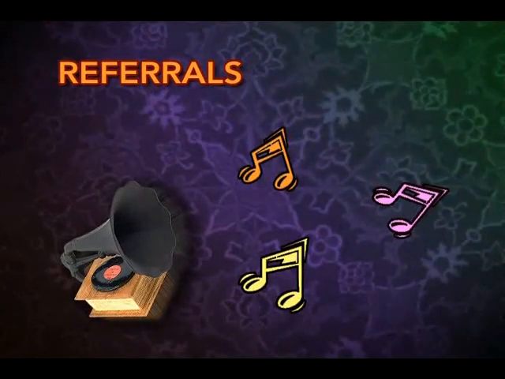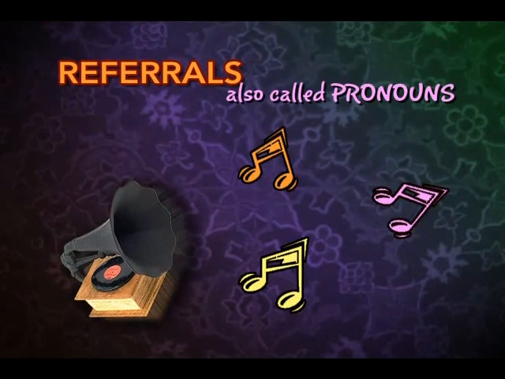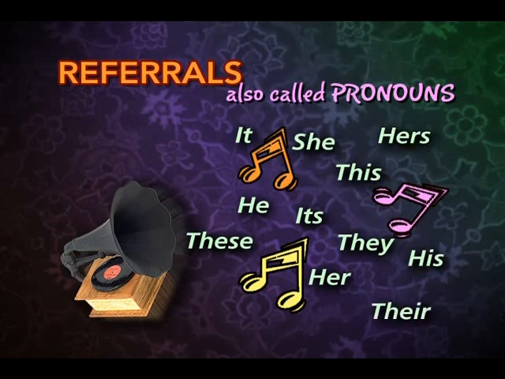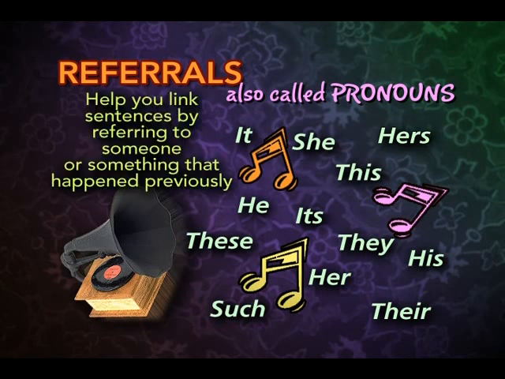These are also called pronouns. Here are some examples. It, he, she, they, this, these, its, his, her, hers, their, such. These words help you link sentences by referring to someone or something that happened previously. And by using a pronoun to replace the noun, you don't have to repeat the noun.